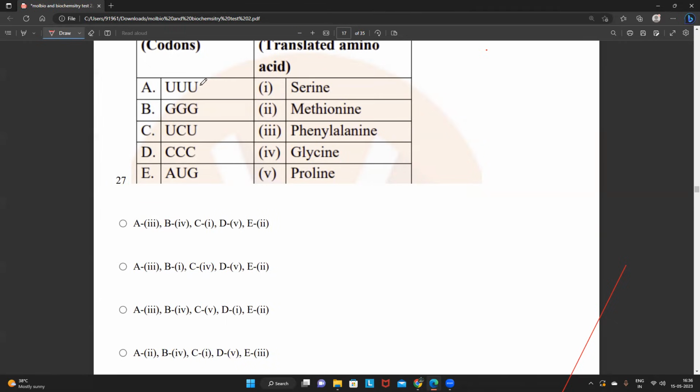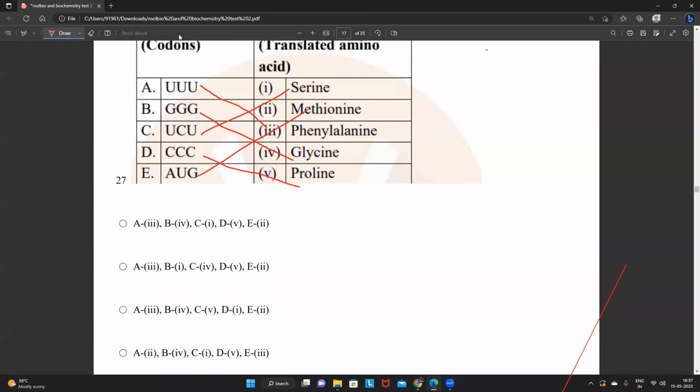All the students remember, UUU will code for... very good. What does it code for? Phenylalanine. Not to get confused with that point. GGG is for glycine, is it? Then UCU codes for serine. Then CCC is the one which is coding for proline.